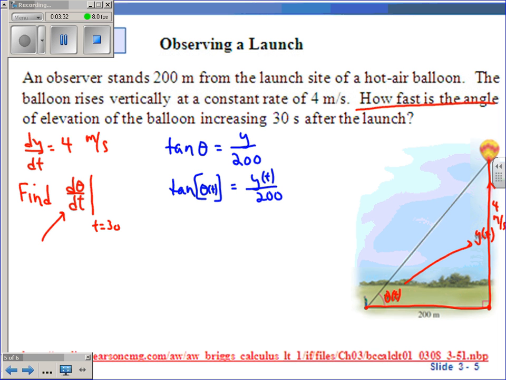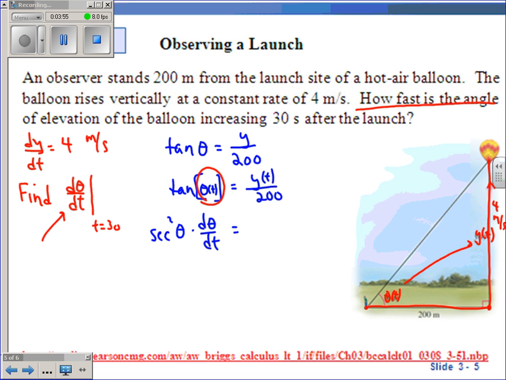Okay, so now taking the derivative of the left side, I'm taking the derivative of a tangent function. I know the derivative of the tangent function is secant squared of that angle, theta, times the derivative of the inside. Well, the derivative of the inside, the derivative of theta, it's a function of t. I want the derivative of theta with respect to t. That's just the chain rule.